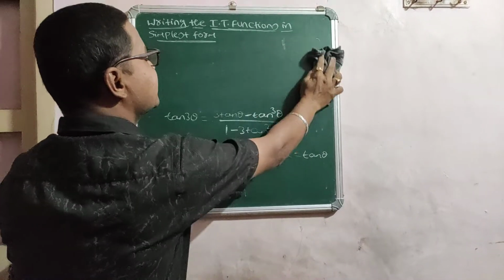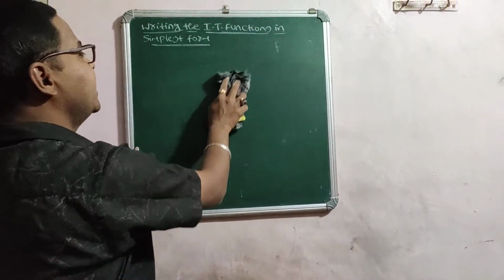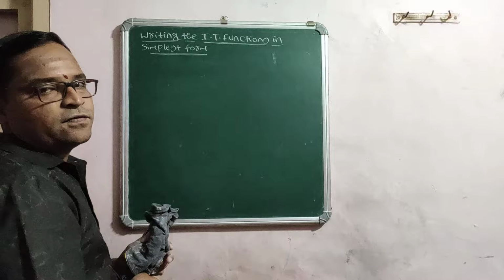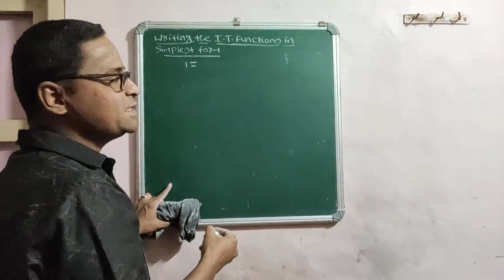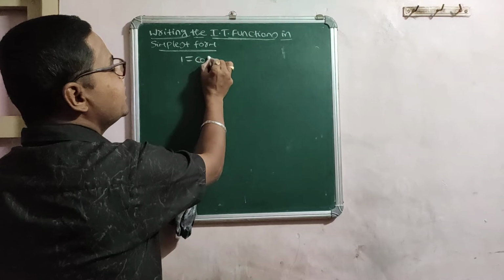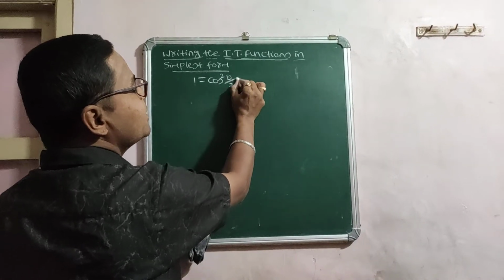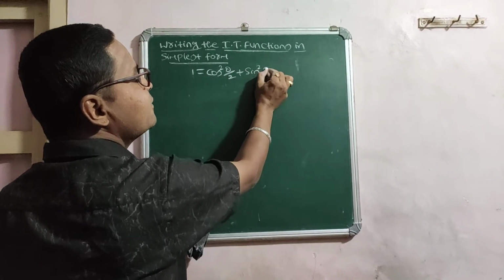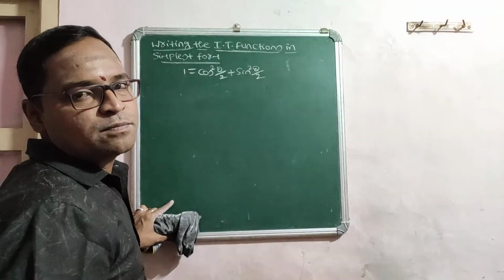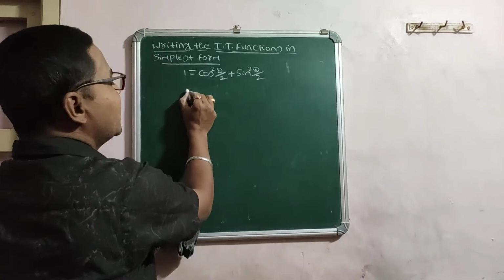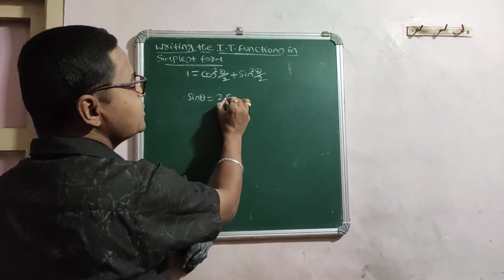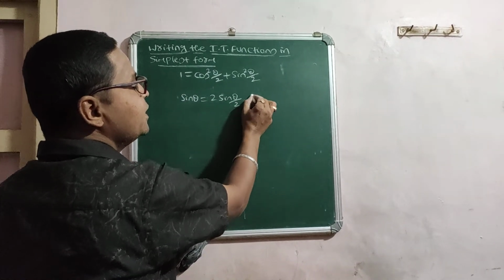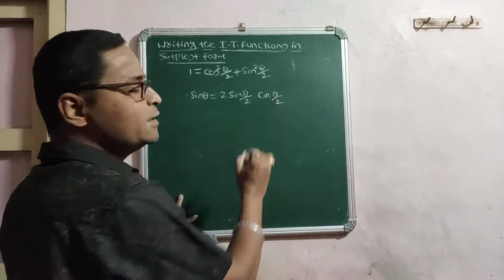Now let us consider the half angles. So what are half angles? As we have discussed in the previous problems, 1 can be written as cos²(θ/2) + sin²(θ/2). This is the first formula we need to remember. And then sin θ can be written as 2 sin(θ/2) cos(θ/2).